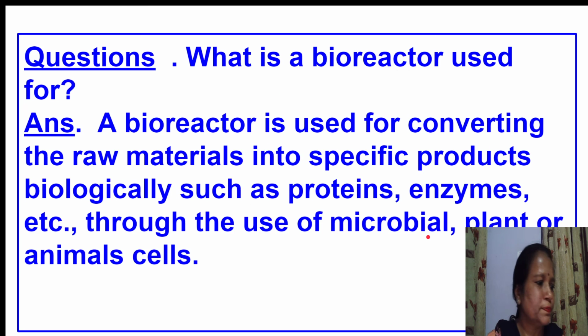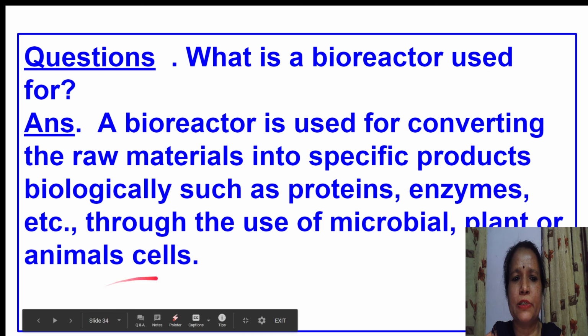Next question. What are the bioreactors used for? Bioreactors are used for converting the raw materials into specific products biologically, such as proteins, enzymes. So it will use microbial, plant or animal cells for the production of these products.